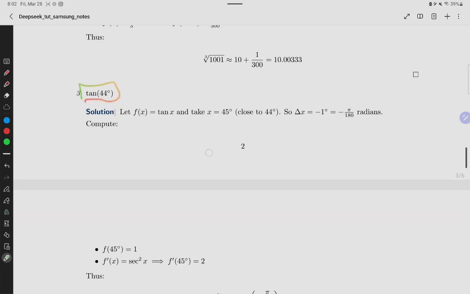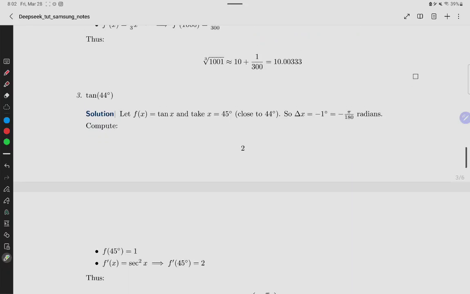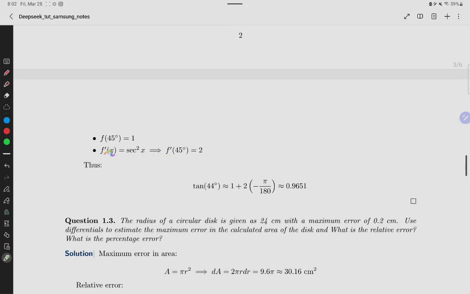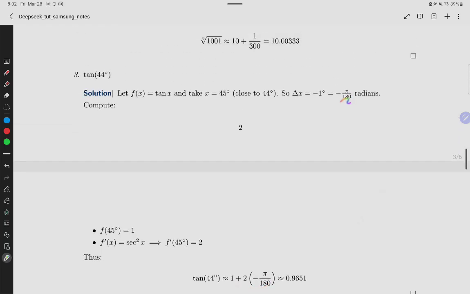Similarly, tan 45, assume the function. Obviously this is tan x, and then x will be 45 and your a would be 44, and your delta x is -1 degree. So if you need to find the values in radians, because you will be applying these values here, it's good to convert this degree into radians.